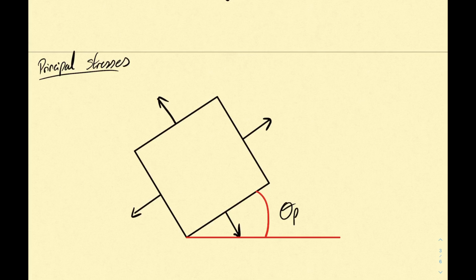The principal direction is theta p, and typically you will number the stresses when they are principal stresses. So sigma 1 refers to, I want to say the x direction, but it's rotated, so that doesn't make much sense. But let's just say you have sigma 1 and sigma 2, where sigma 1 is typically larger than sigma 2.